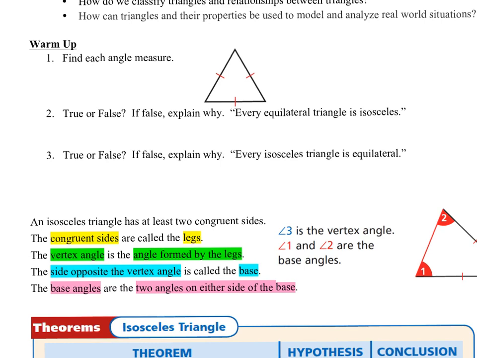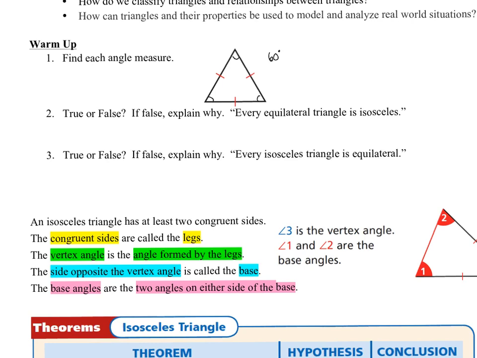Well, since this is an equilateral triangle, all sides are congruent. That also means that all angles are congruent. It's equiangular. And so these are going to be 60 degrees each, since we know, based on the triangle sum theorem, that all three angles of a triangle add to 180.